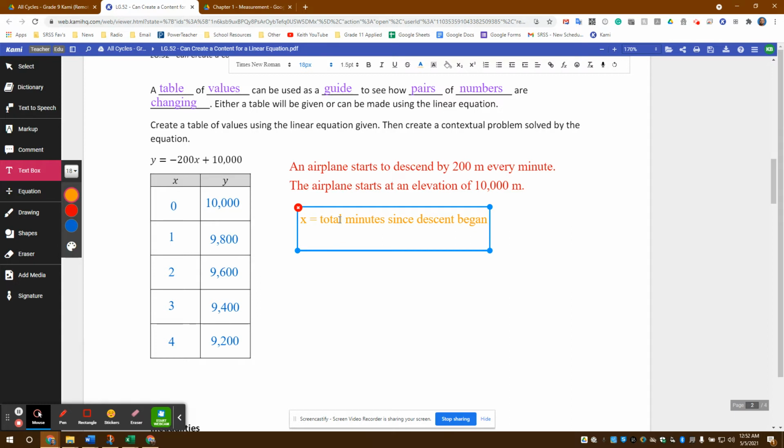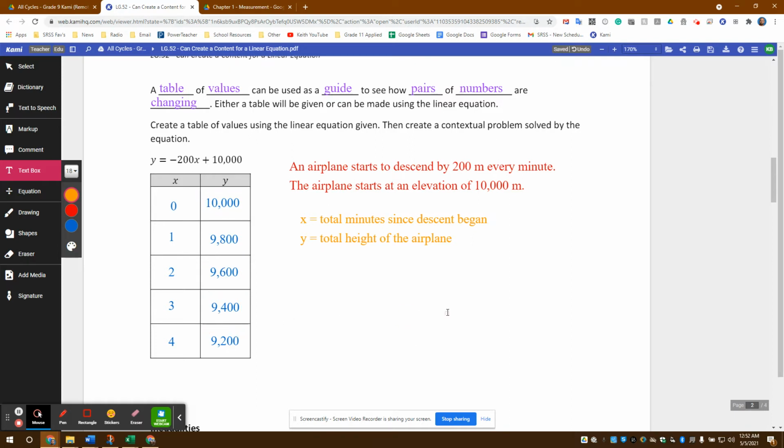Again, at 0 minutes we're still at 10,000. One minute in, 9,800. We're going down by 200 every single time. And y is going to be the total height of the airplane, based on the number of minutes. So this is now the total height of the airplane, and we're going down every single time. Coming up with a question or a problem based on a linear equation can be a bit of a challenge. You can deal with a little bit of creativity as well, and it is something that I'm going to want you to try.